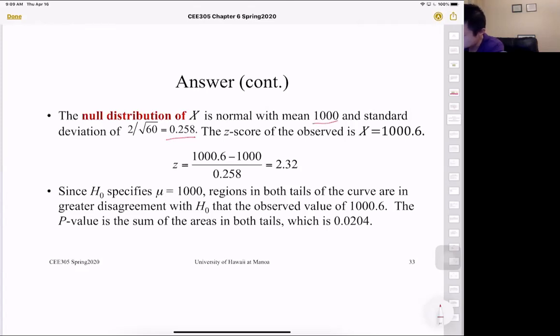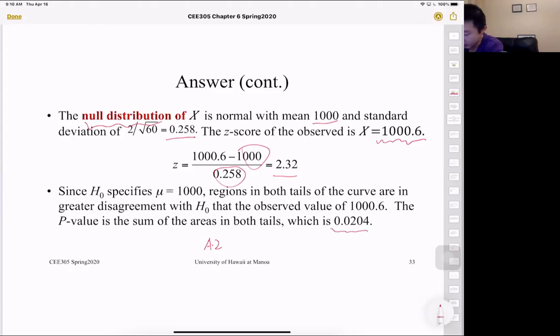Then we calculate the z-score, and the probability we observe a value of 1,000.6 if we assume the null distribution is correct. We calculate the z-score based on the equation x minus the mean value divided by the standard deviation. So the z-score is 2.32, which is pretty big. If we use the z-table, table 8.2, we find the probability is very small, only about 2%.